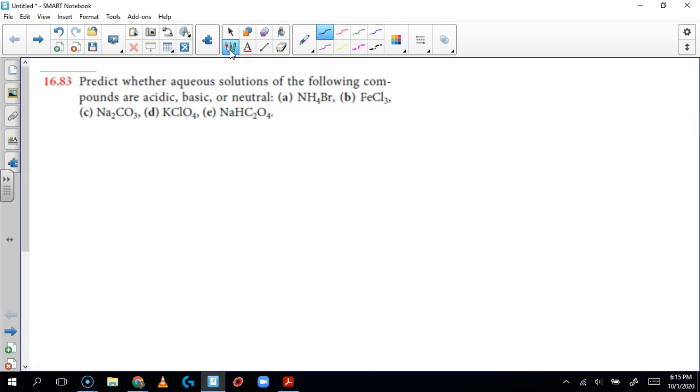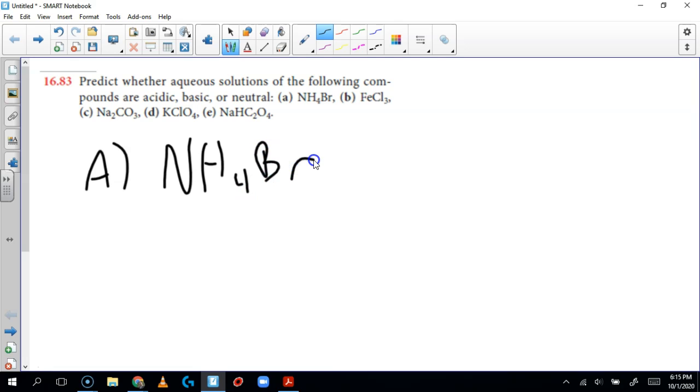And in order to do problems like this, what we have to do is consider the conjugates of the ions that are formed in solution. So the problem I'll go through in more detail is A, ammonium bromide. When that dissolves, it's going to form ammonium ions and bromide ions. Now, in and of itself, those two ions don't look intimidating or like they would have a pH. But we have to look at the conjugates of those two things.